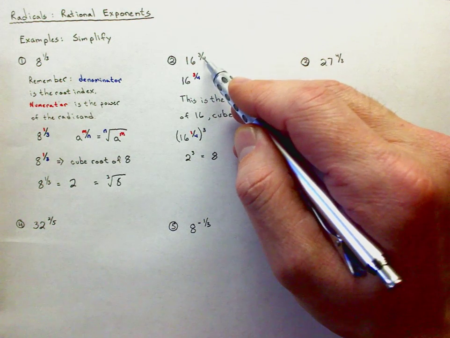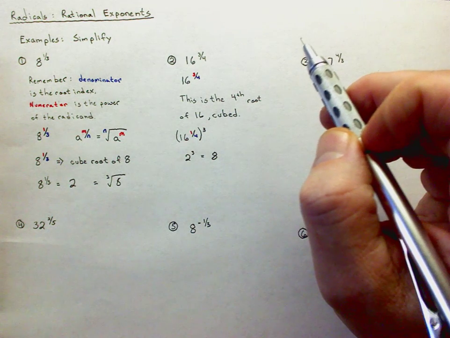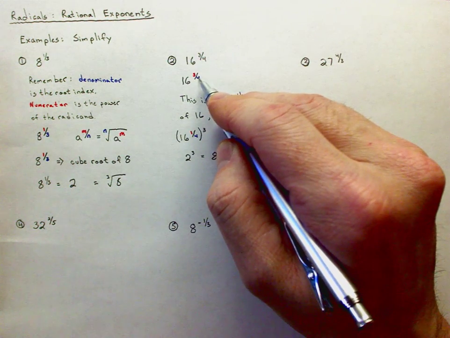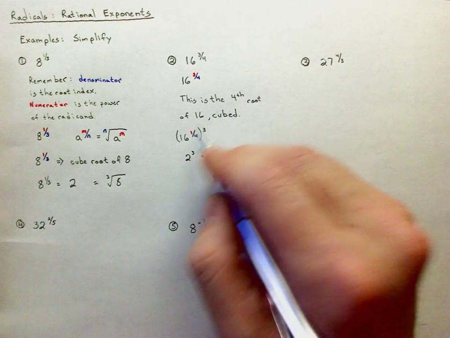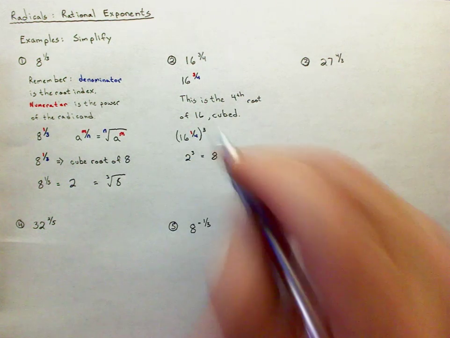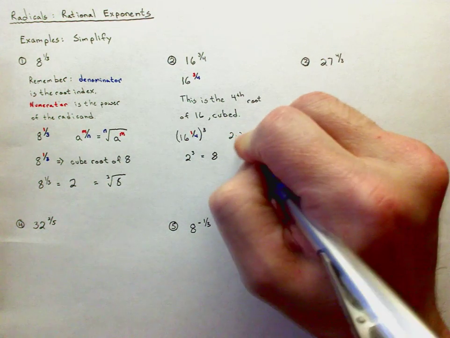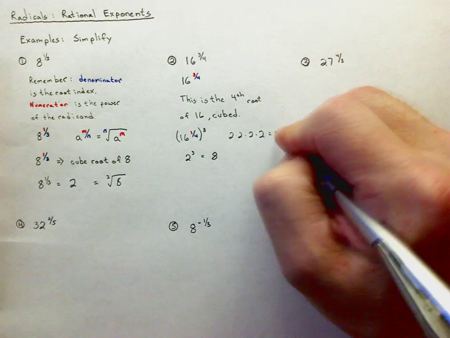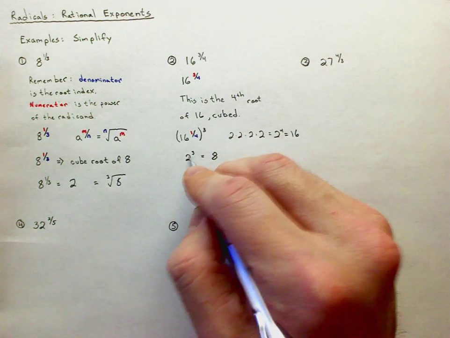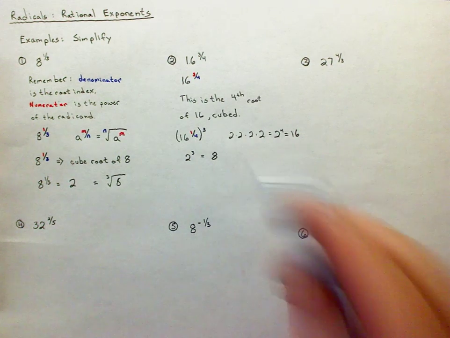16 to the 3/4 power. My root index is which one? The 3 or the 4? Root index is the denominator. So how I can rewrite this is I will say this is the 4th root of 16, to the 3rd power. The 4th root of 16 is 2, because 2 times 2 times 2 times 2. So what I end up with is 2 to the 3rd power. 2 to the 3rd power equals 8. So 16 to the 3/4 power equals 8.